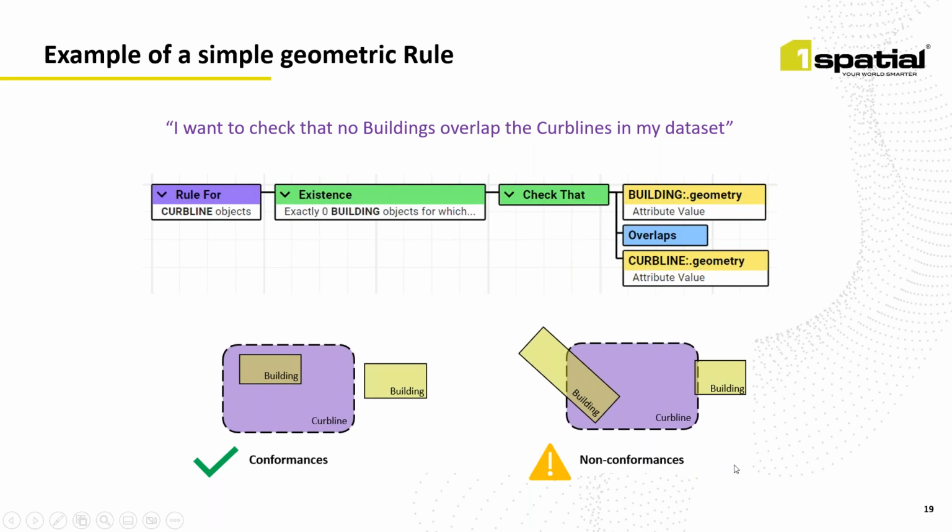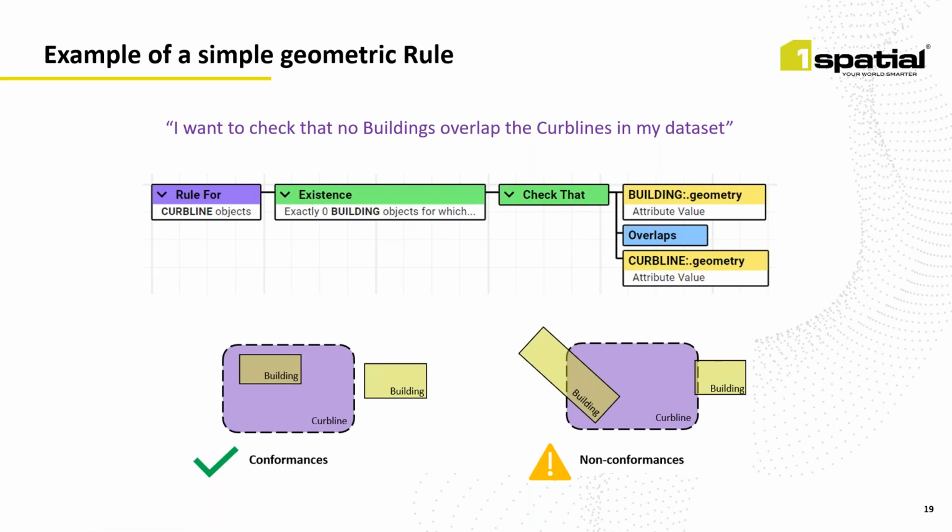Just to bring that to life with these images at the bottom, on the right hand side, we can see that this curb line has 2 buildings which overlap that curb line feature. Therefore, this particular curb line feature would be reported to the user as a non-conformance. Whereas our curb line on the left hand side, although we have one building that is wholly within and one that is near it, neither of those buildings actually overlap the geometry of our curb line. Therefore, this would pass the rule and not be reported as a non-conformance.